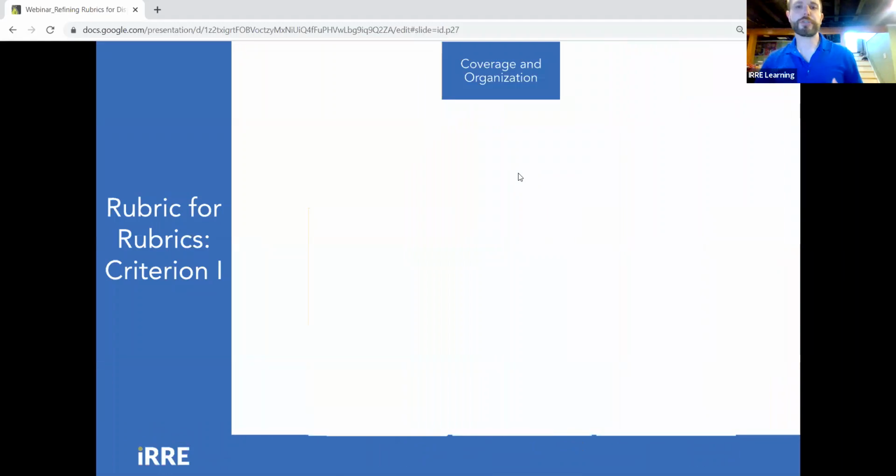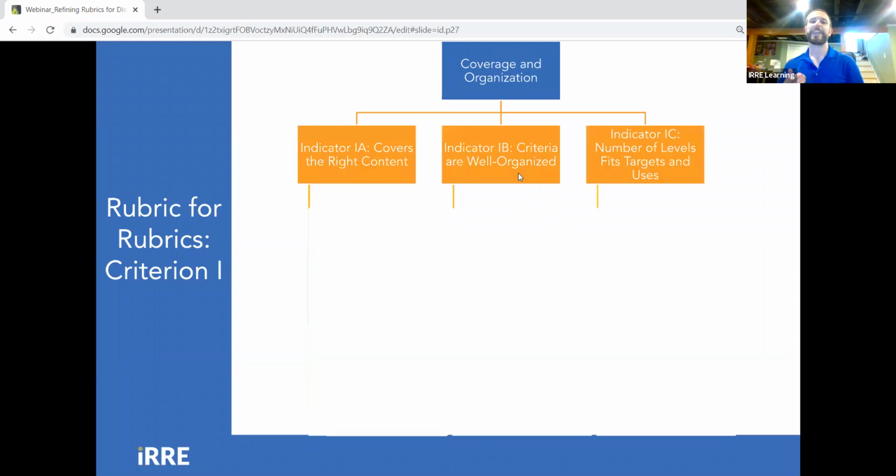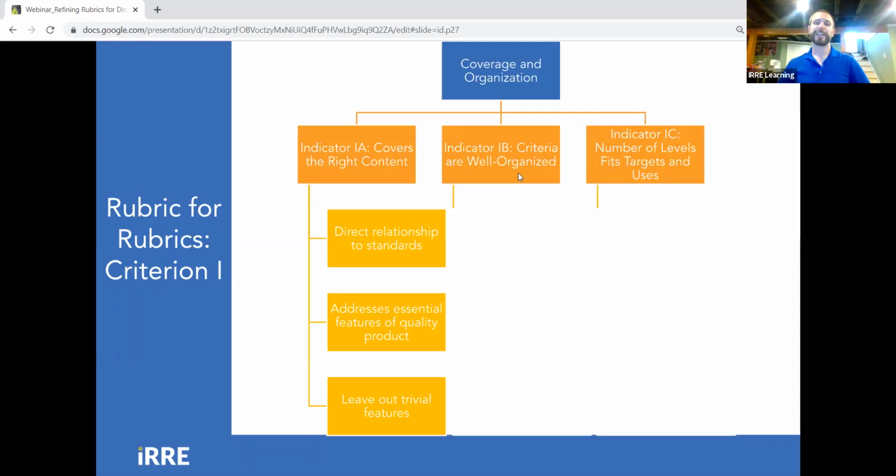So the first criterion that we refer to when we're talking about rubrics is coverage and organization. And there are 3 indicators that speak to coverage and organization of a rubric. The first one is 1A, that it covers the right content. And when we're talking about rubrics that cover the right content, we of course want to be able to draw a direct relationship from our rubrics to the relevant standards.